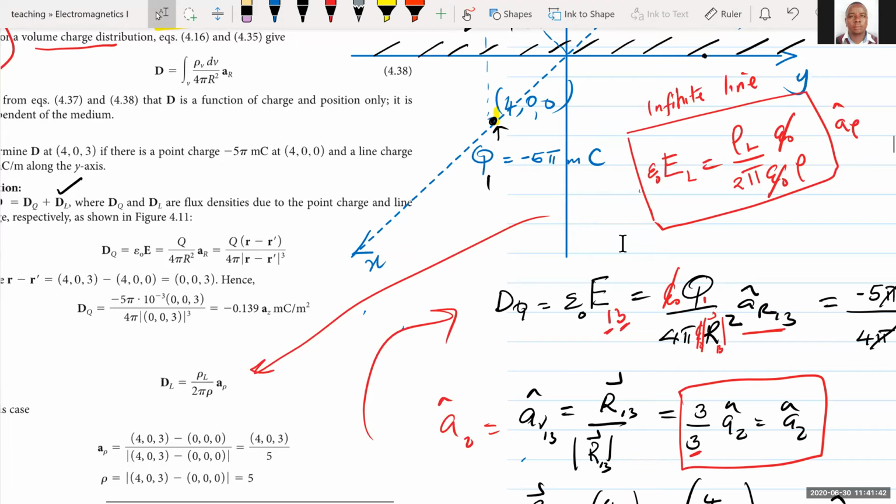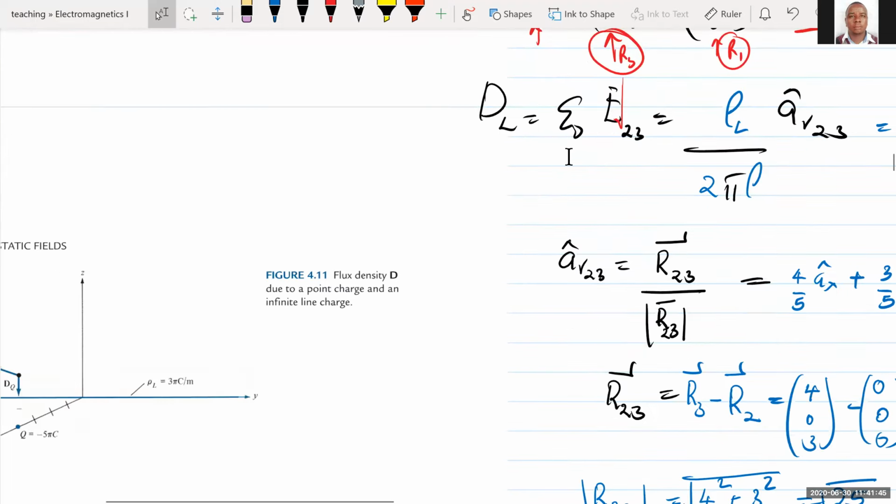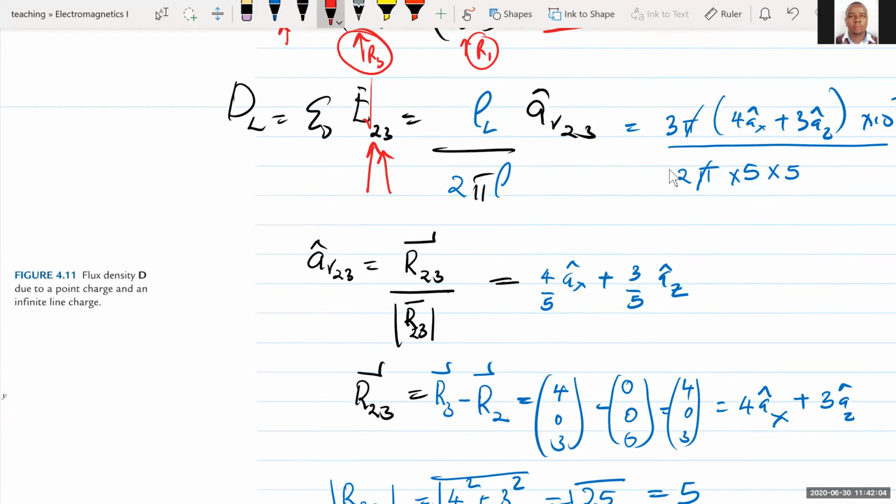So once we know that, then we can always come here and say that what I've just shown you is now epsilon naught times E23. And when I say 23, I'm saying that the field strength is pointing from 2 towards 3. And clearly you can see that we are using that formula, rho over 2 pi rho. Then the new item that you need to evaluate is the unit vector and the radial distance, which is rho.